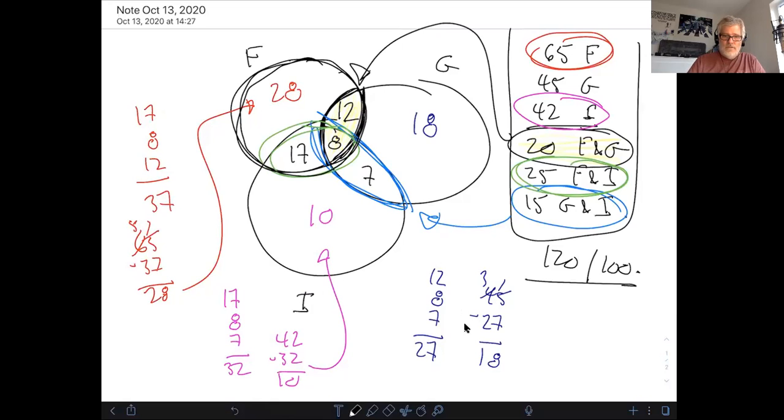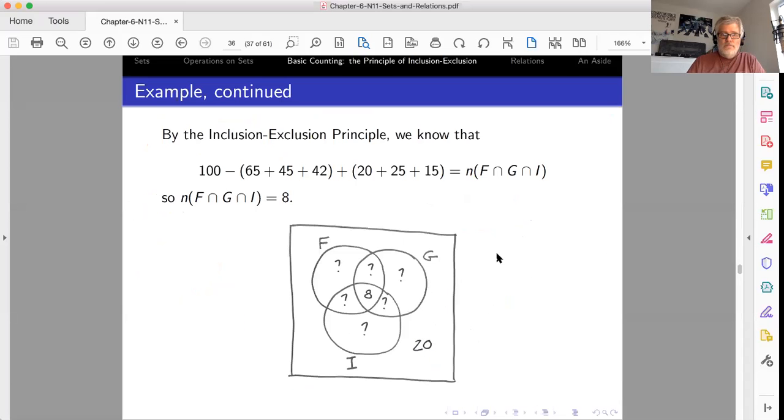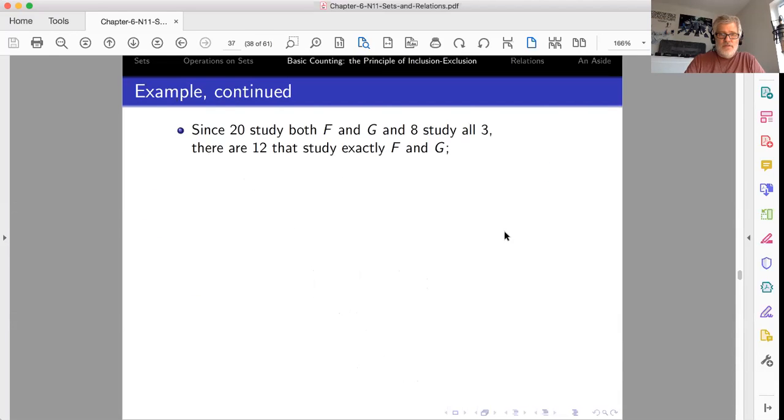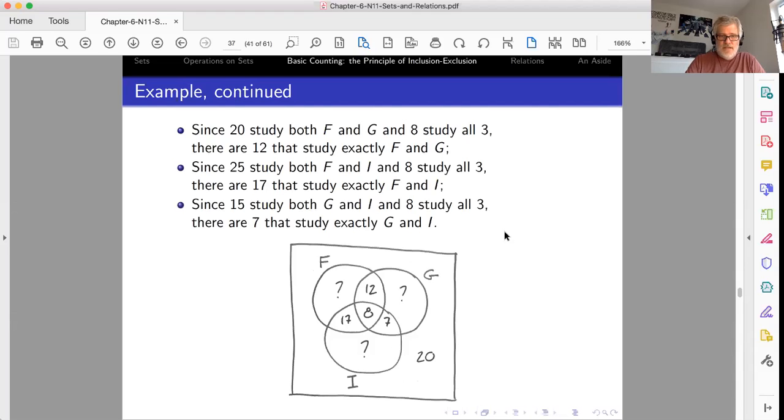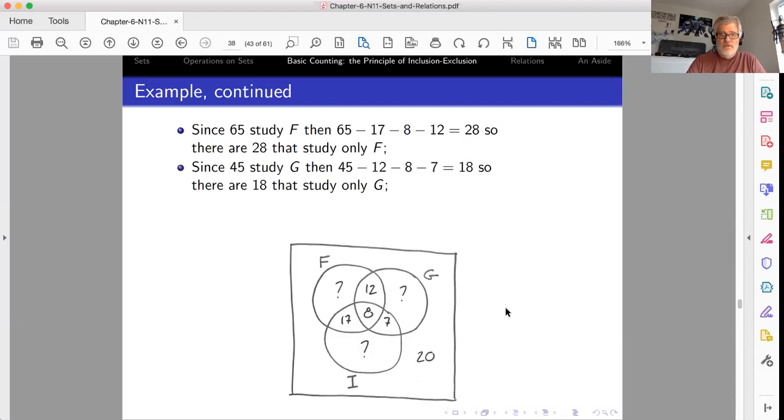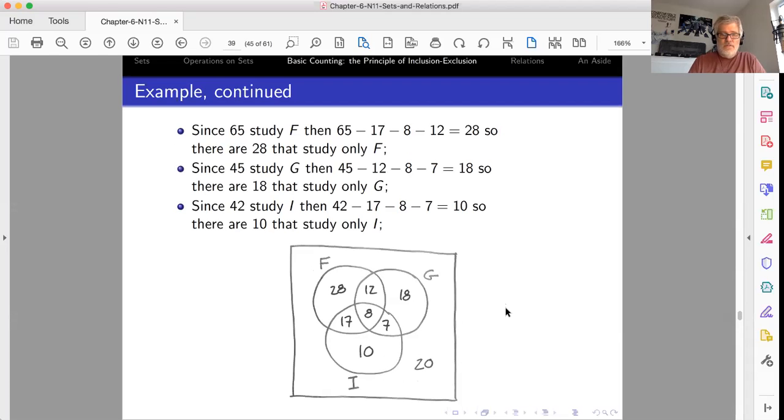Okay. So let's go back to the PDF. Do you guys see the PDF? Yes. Okay. So that's exactly what I did, right? So here's all the explanation. I said, since 20 study both French and German and 8 study all 3, there are 12 left, and so on. This is the analysis where I found the numbers here, like that. So I guess I got everything right. Good.